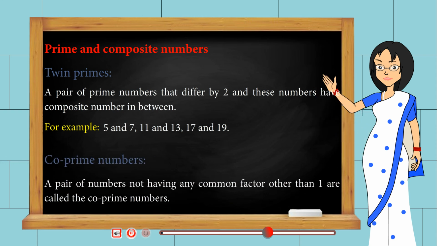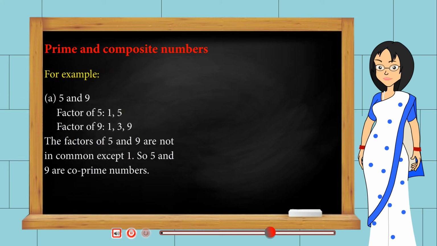Co-prime numbers. A pair of numbers not having any common factor other than 1 are called co-prime numbers. For example, 5 and 9. Factors of 5: 1, 5. Factors of 9: 1, 3, 9. The factors of 5 and 9 are not in common except 1. So, 5 and 9 are co-prime numbers.